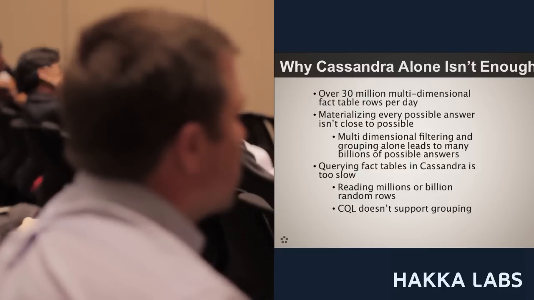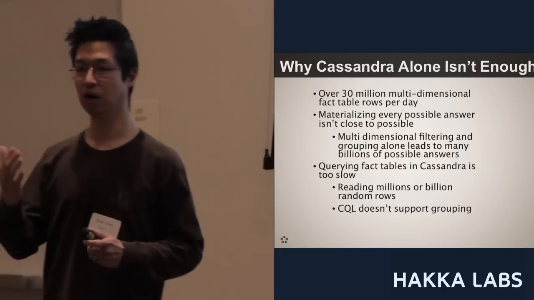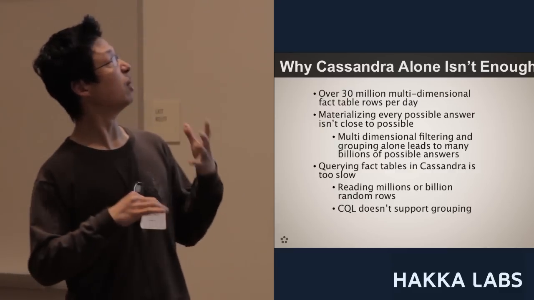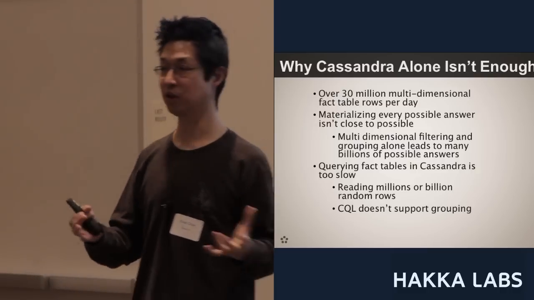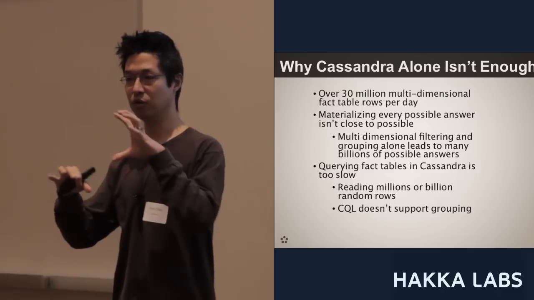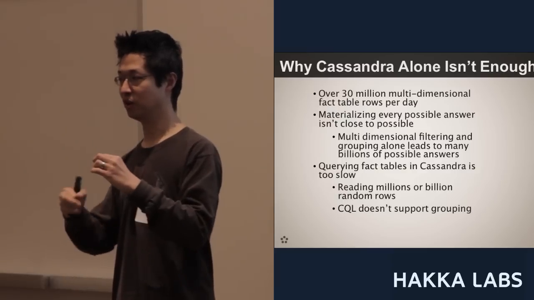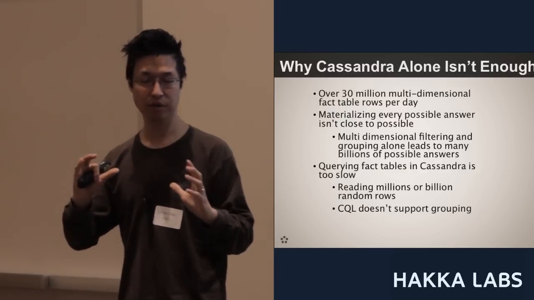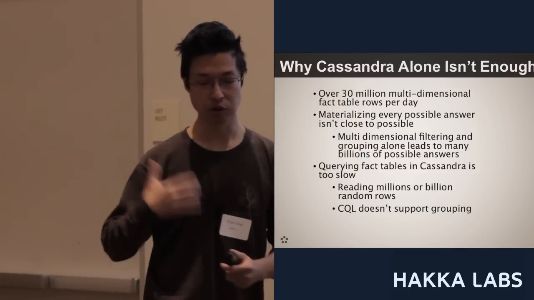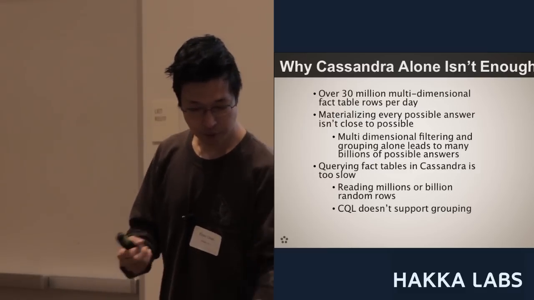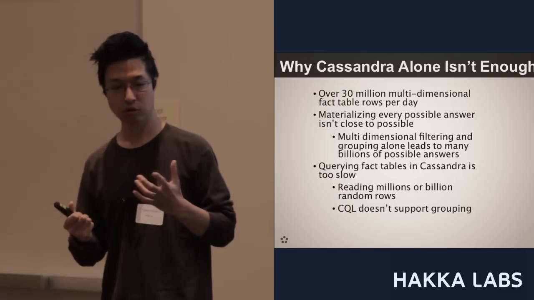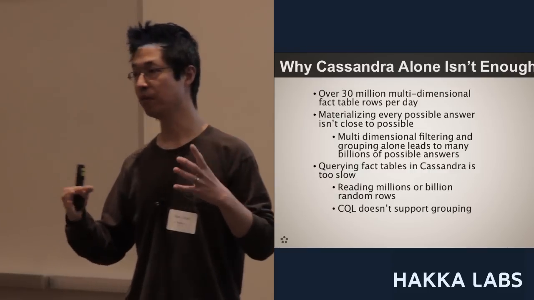I just wanted to explain why it's not enough to just read and write directly from Cassandra. Every day we have over 30 million multi-dimensional fact table rows. Imagine that you have every possible combination of your different dimensions, your geo and other things about the user, and there are about 30 million different combinations. Now, to answer a query, materializing every possible answer isn't really possible, because for us, the user can group by multiple dimensions at the same time.